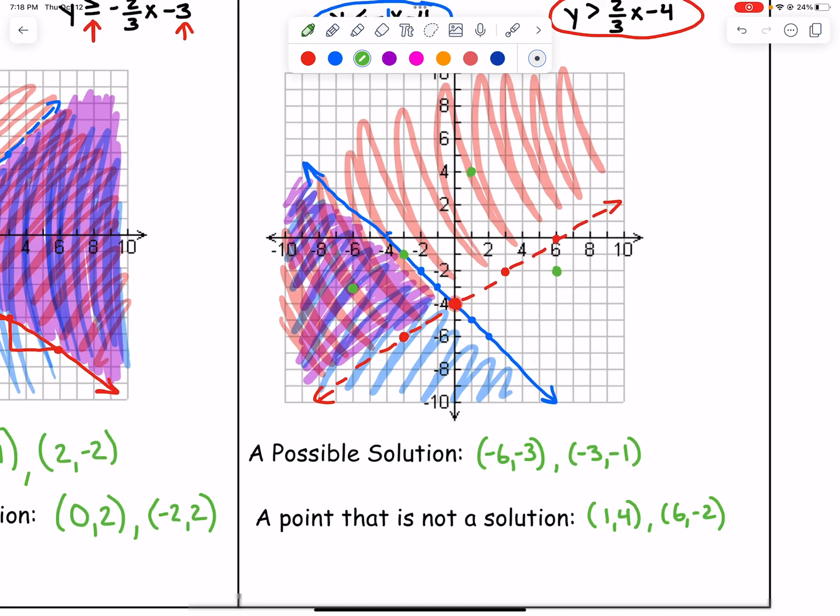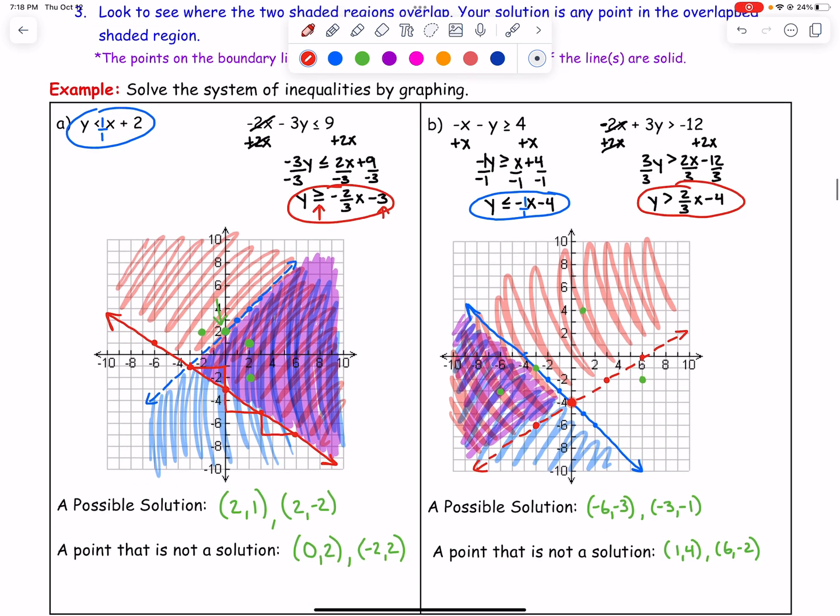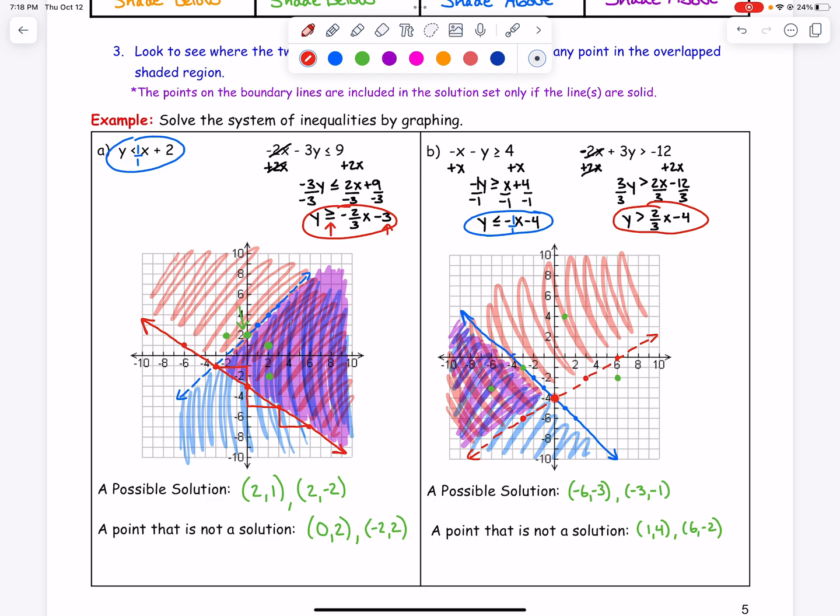And we can certainly name more points that are inside and outside of our solution set. Those are just a few examples. So that is it for graphing systems of inequalities.